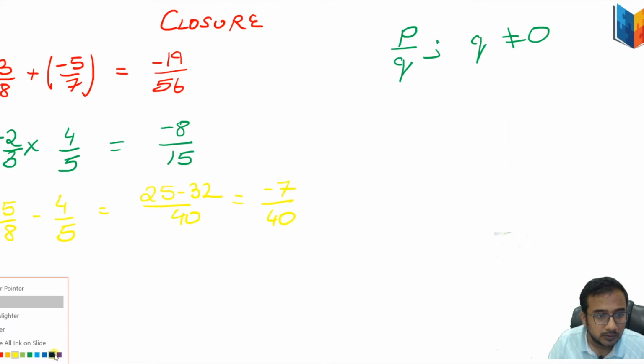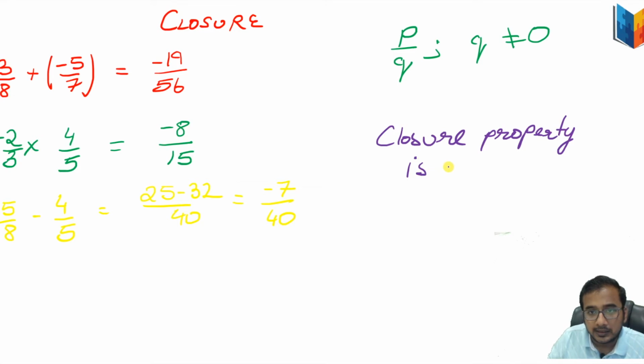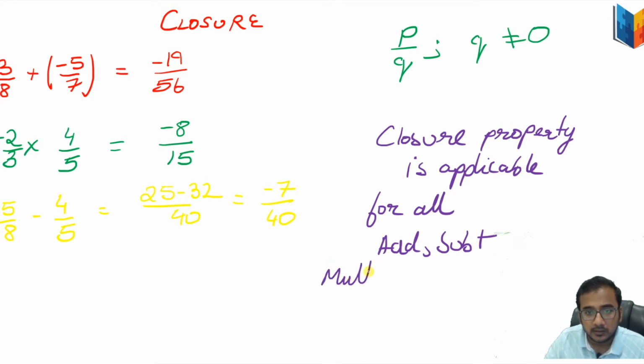So we can say that our final remark can be: closure property is applicable for all. That means addition, subtraction, multiplication and division. So this is what it works.